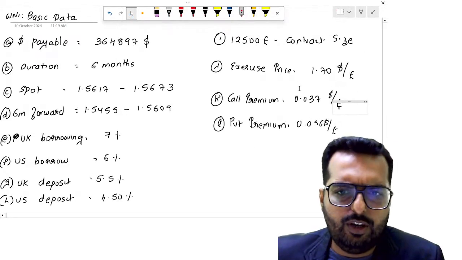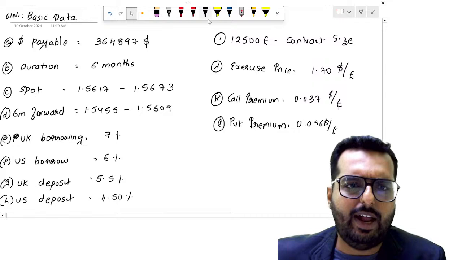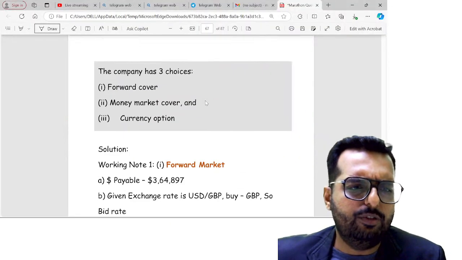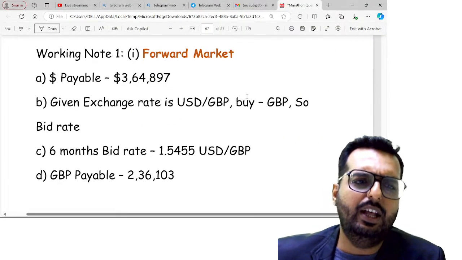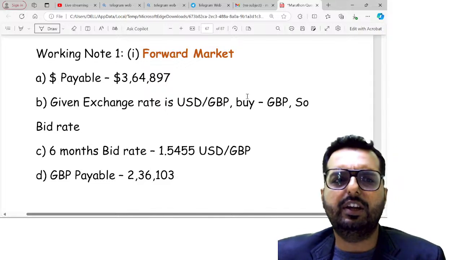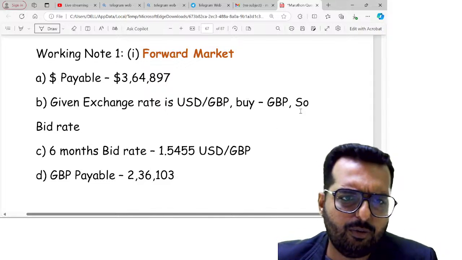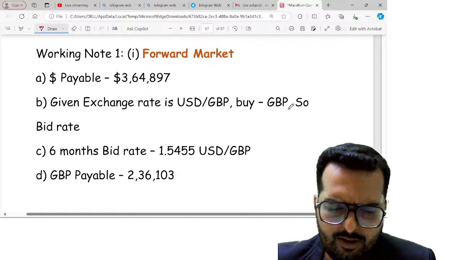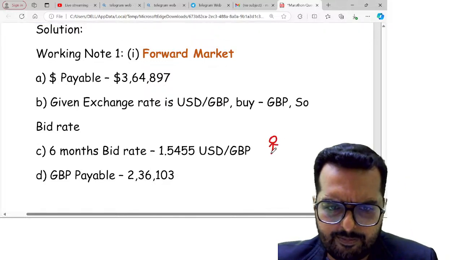Yes, friends, if you are clear with this part, now let us go and crack it one by one. First part is very, very easy, forward contract. So one thing that we need to understand over here is whether it is going to be a bid rate or whether it is going to be the ask rate. Am I right? We'll draw a diagram.